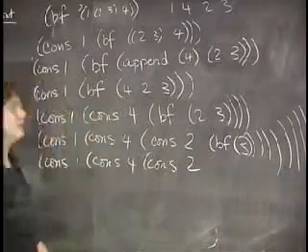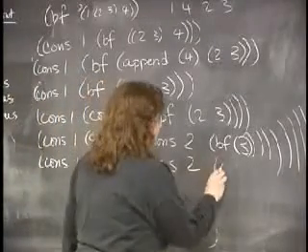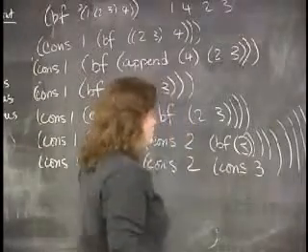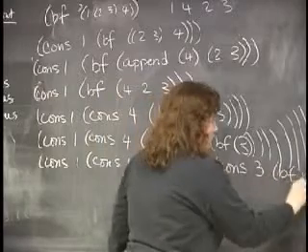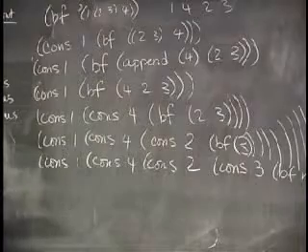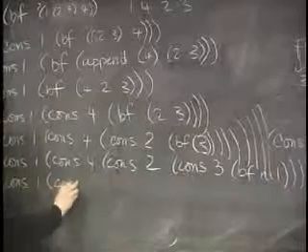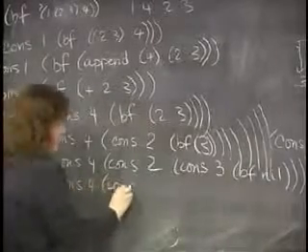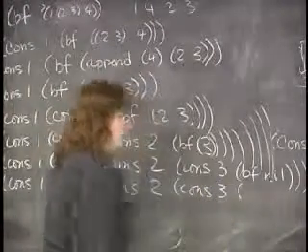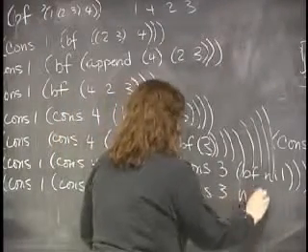Okay, BF on the list 3, not null. It is a pair. The car is not a pair, so we fall through to our else case, and we will cons the car 3 to the cooter, BF on the cooter. Okay. Cons 1, cons 4, cons 2, cons 3, BF nil, returns nil, finally.